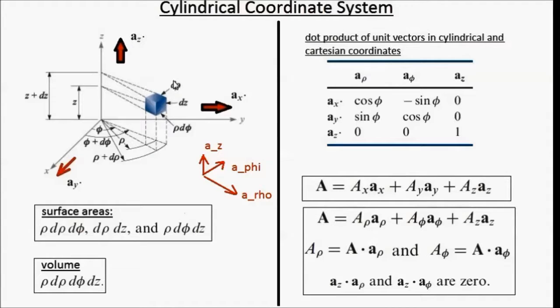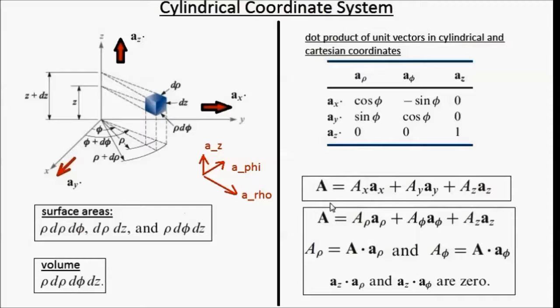So these sides can be used for computing the surface areas. So d rho into rho d phi will give us the top surface area, because this side is rho d phi, same as the bottom side, and this side is d rho. The product of d rho and rho d phi will give you the top surface area, which is same as the bottom surface area, not visible in this diagram. Likewise, the volume of the element, curvilinear element, is product of these three sides, which will work out to be rho d rho d phi dz.